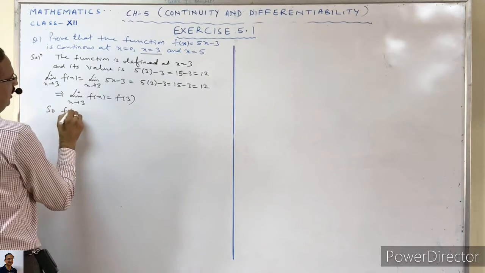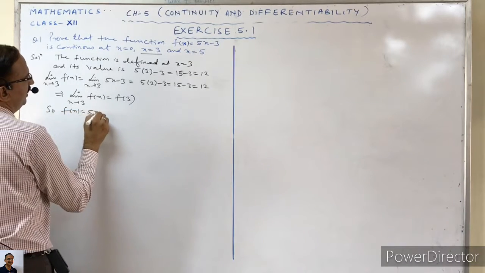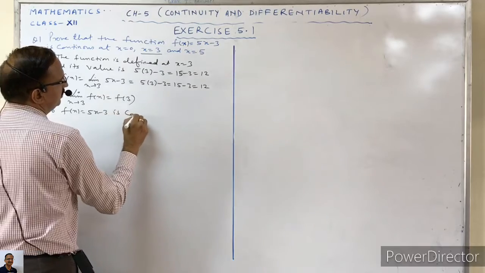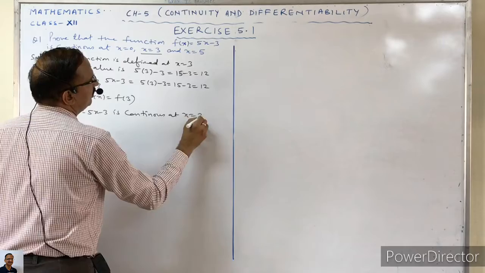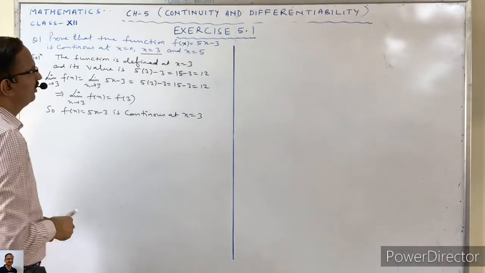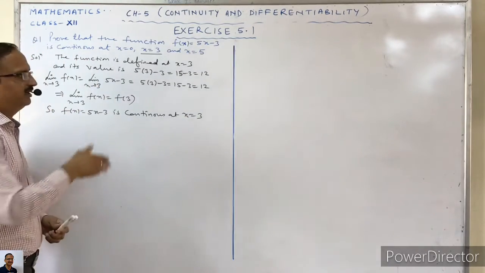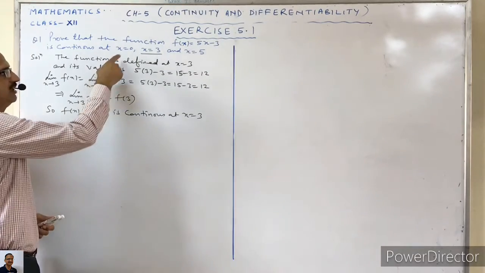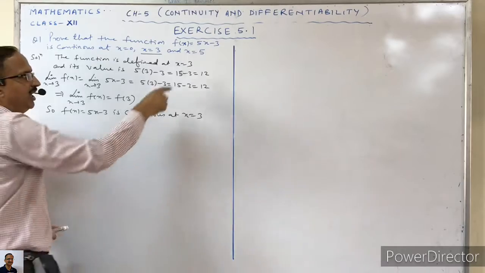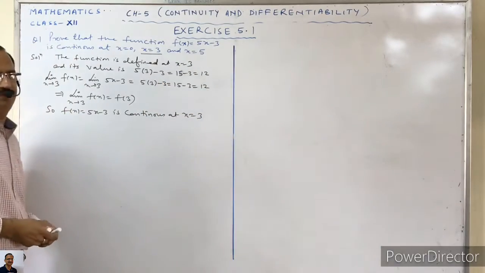So f(x) equal to 5x minus 3 is continuous at x equal to 3. For the remaining 2 points, we can use the same method and prove that this function is continuous for x equal to 0 as well as for x equal to 5.